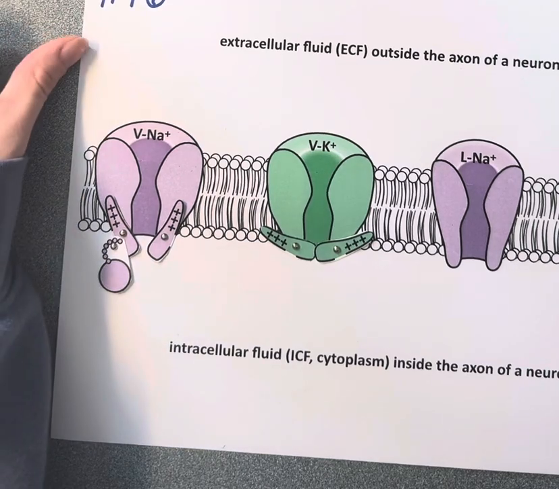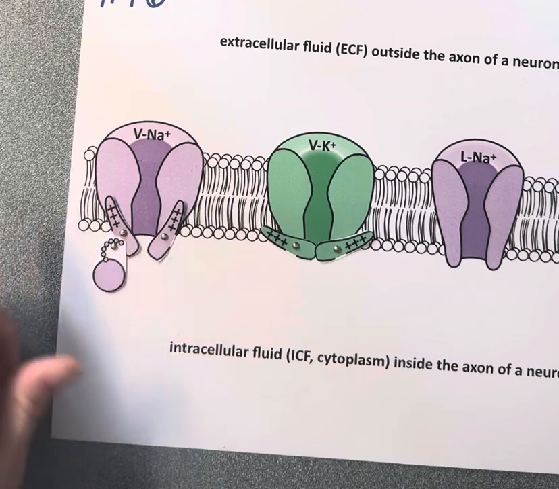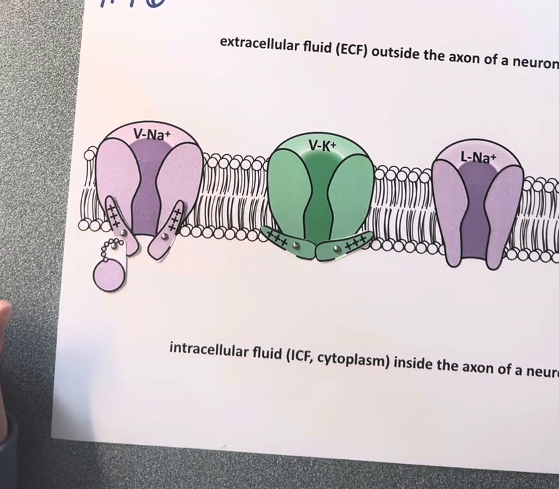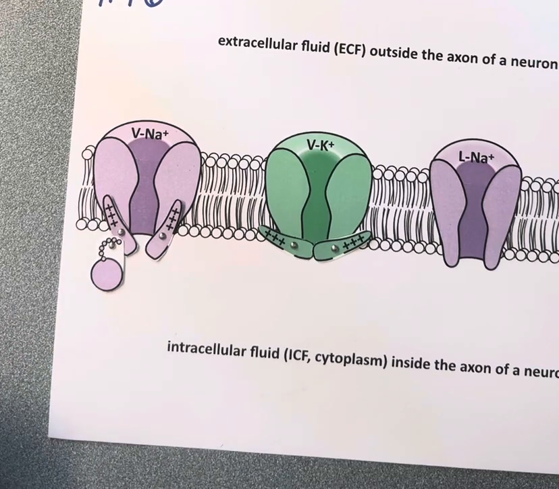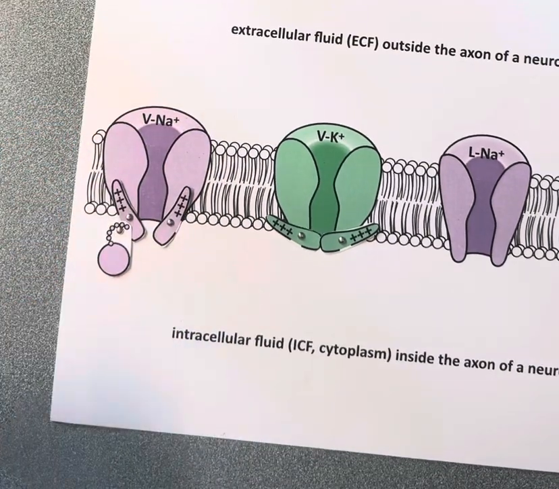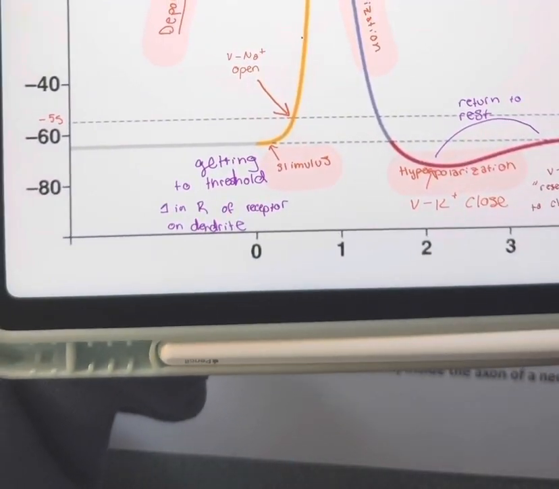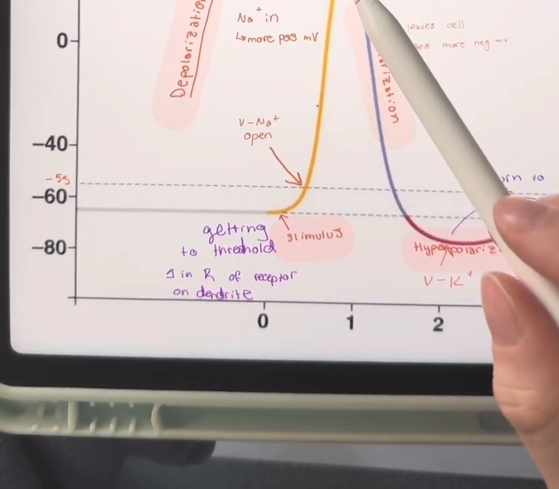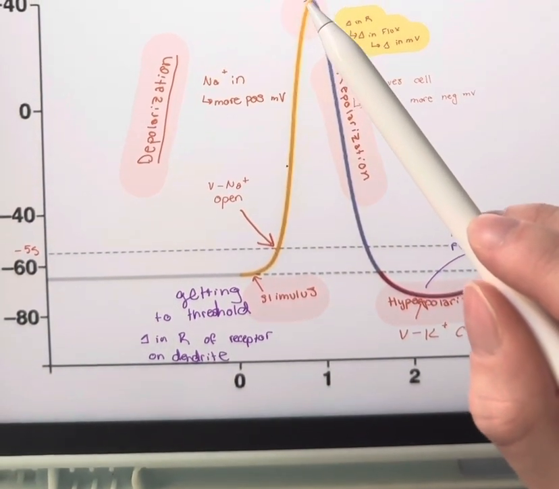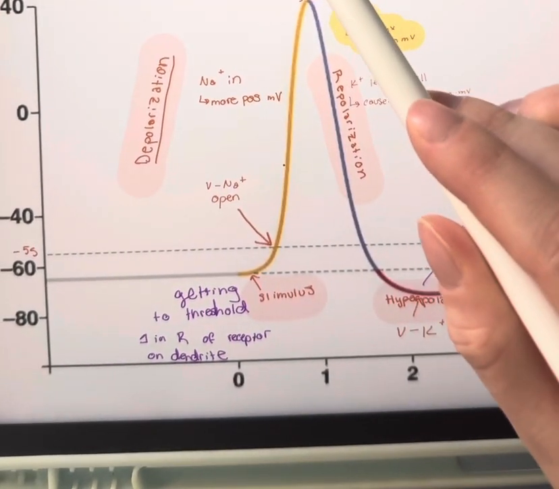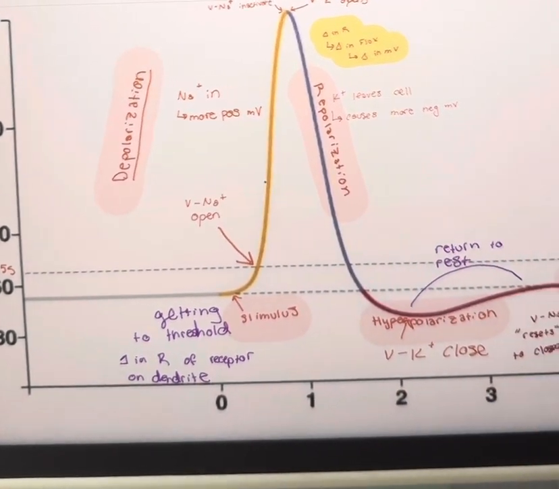Normally, the inactivation gate, ball and chain, would block the pore, stopping Na+ flux into the cell. But with this mutation, this gate fails to close, and Na+ continues to enter the cell even after +40 mV. On this graph, instead of stopping here, it could either plateau or continue to rise even past +40 mV.